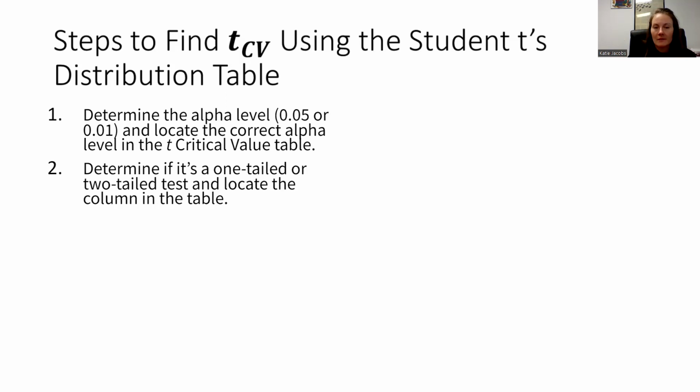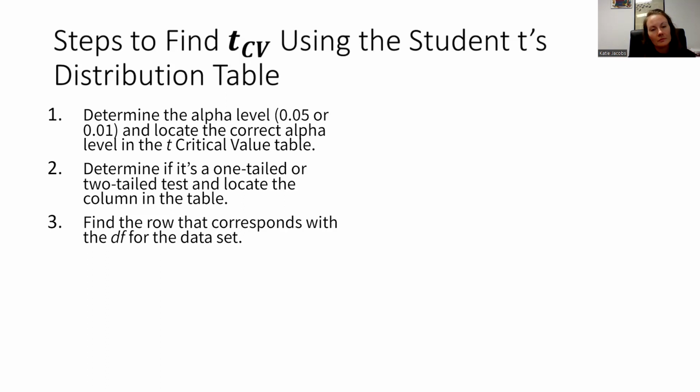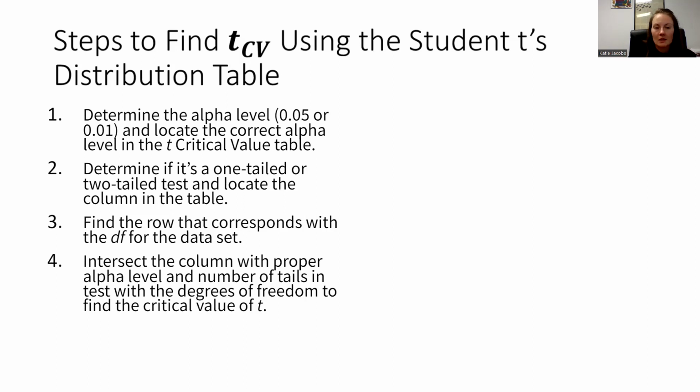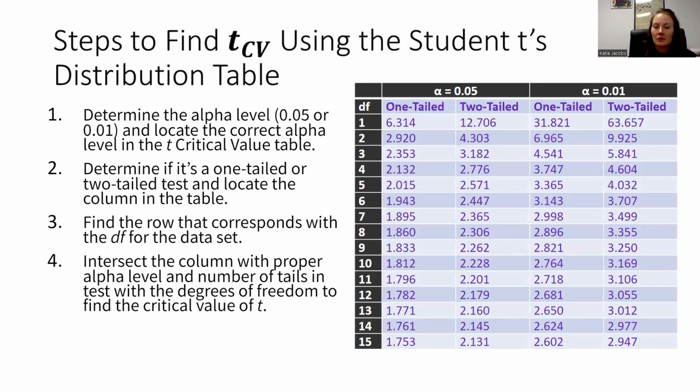You're going to determine if you used a one-tailed or two-tailed test and locate that column in the table. You're going to find the row that corresponds with the degrees of freedom for your data set. And you're going to intersect the column with the proper alpha level and number of tails in the test with the degrees of freedom to find the critical value of t.